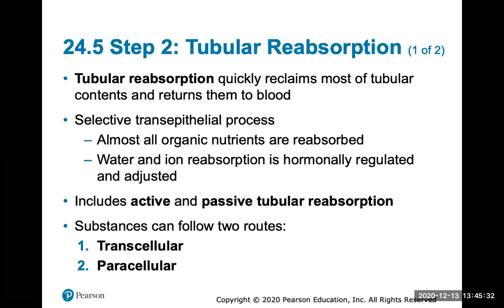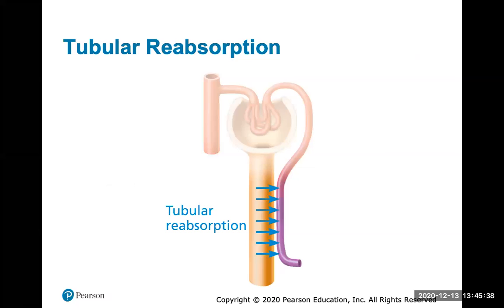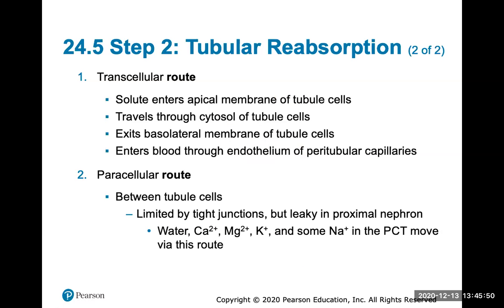This includes active and passive tubular reabsorption, and substances can follow two routes, either transcellular or paracellular. And again, just a reminder, this is step 2 in urine formation, and tubular reabsorption takes things out of the filtrate and puts them back into blood circulation. So, by the transcellular route, solutes will enter the apical membrane of tubule cells, travel through the cytosol, and then exit out the basolateral membrane, and then enter the blood through there.